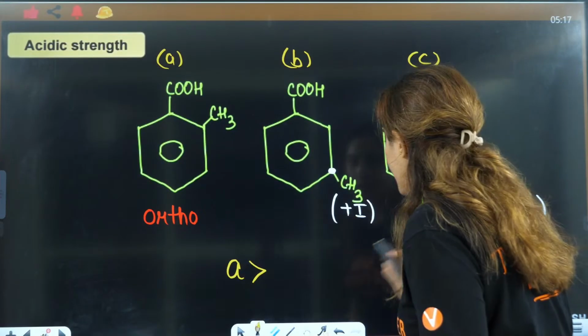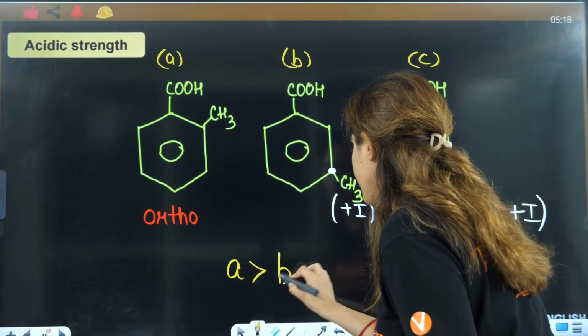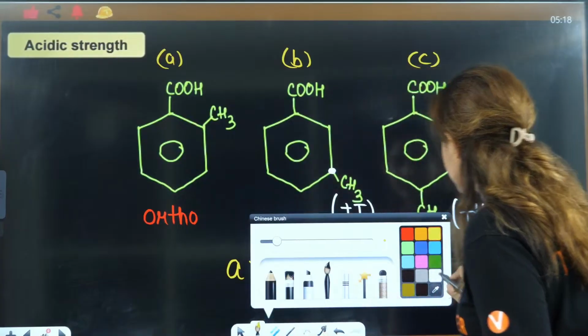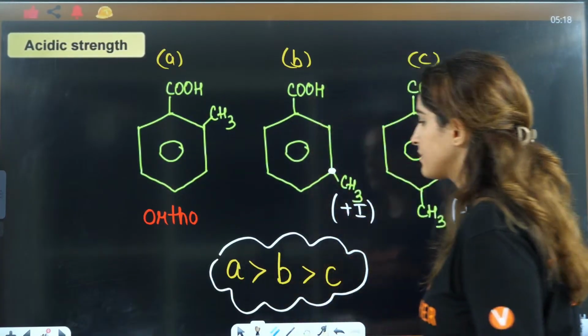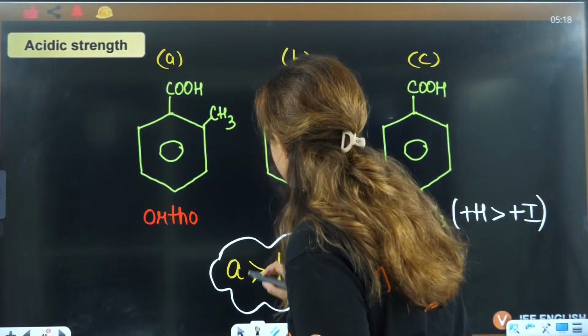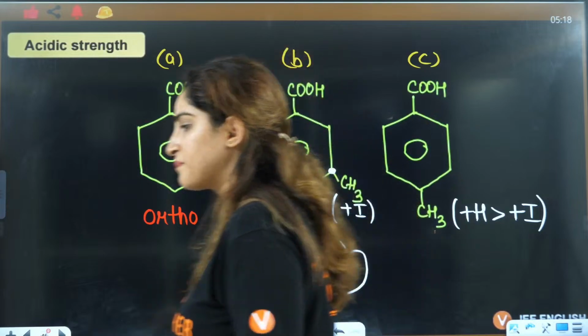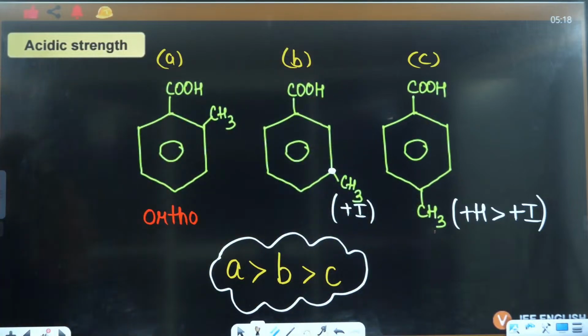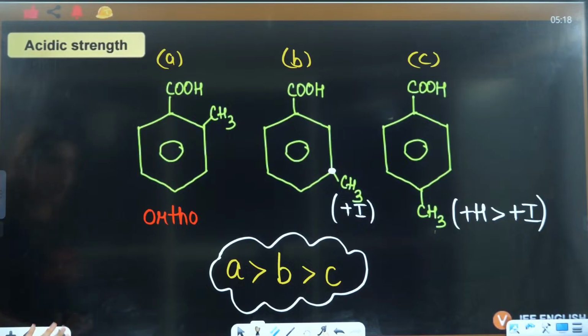So the answer will be A, B, and then C is the correct answer here. Okay? Understood? Yes, everybody? Do let me know if that is clear to everyone of you or not.